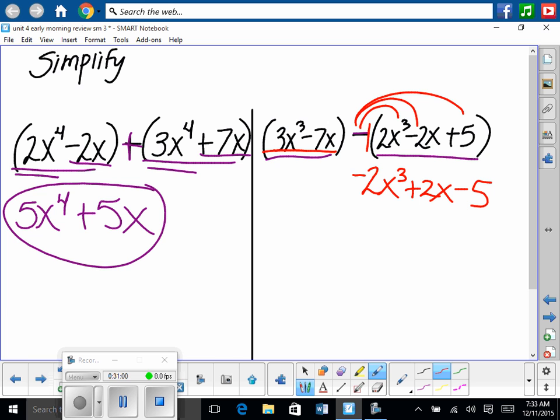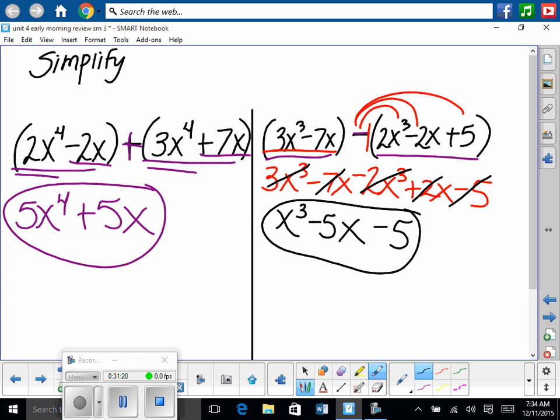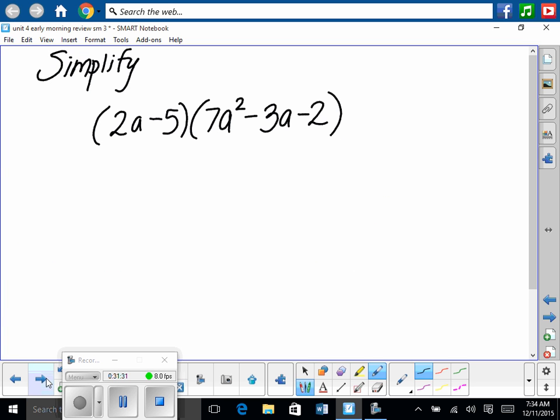So don't start to throw people off. This front thing, we didn't need to do anything to that, so we still have 3x cubed minus 7x. And then from there, we're combining like terms. 3x cubed minus 2x cubed is 1x cubed. Negative 7x's plus 2x's is negative 5x's. Be so careful. And then negative 5. Do not multiply if you're subtracting or adding. You will do some sort of multiplication with subtraction because we've got to distribute our negative through. Okay, questions?